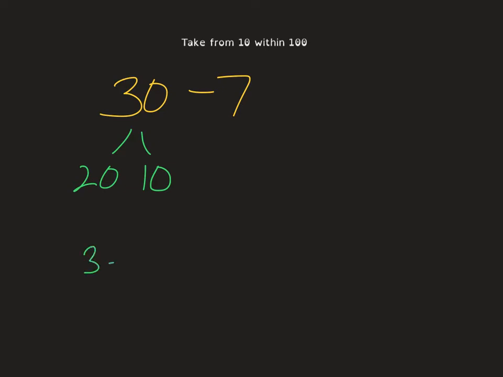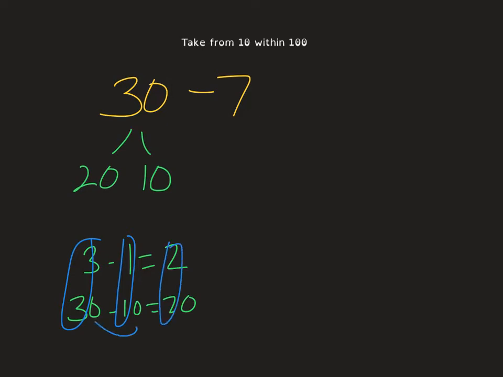We know that 3 minus 1 equals 2. So 30 minus 10 equals 20. See? In both examples, there's a 3 and a 1 and a 2. Except in this case, we carry the zeros along.